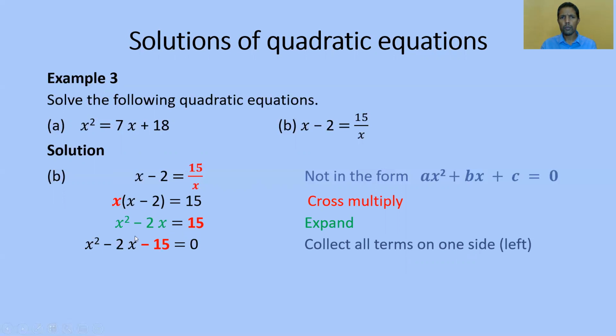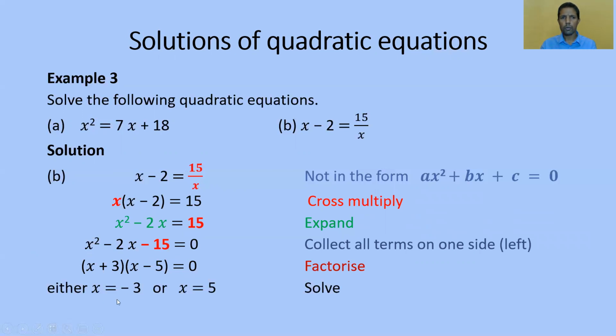We collect all terms on one side. So we have x squared minus 2x minus 15 is equal to 0. We factorize the left-hand side to obtain x plus 3 into x minus 5 is equal to 0. So x is equal to minus 3 or x is equal to 5.